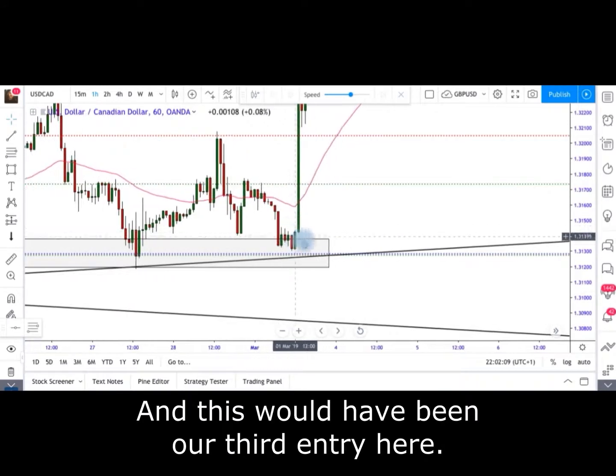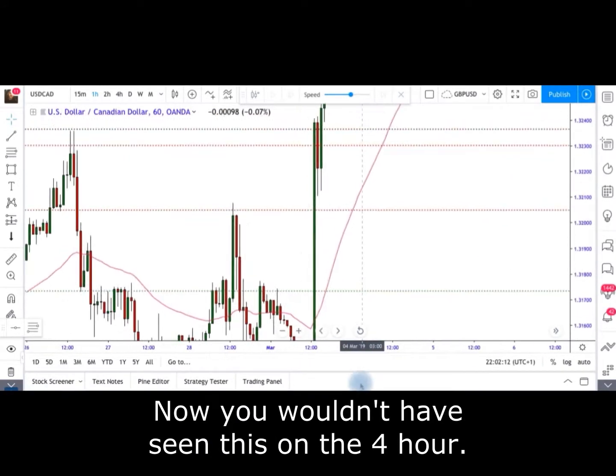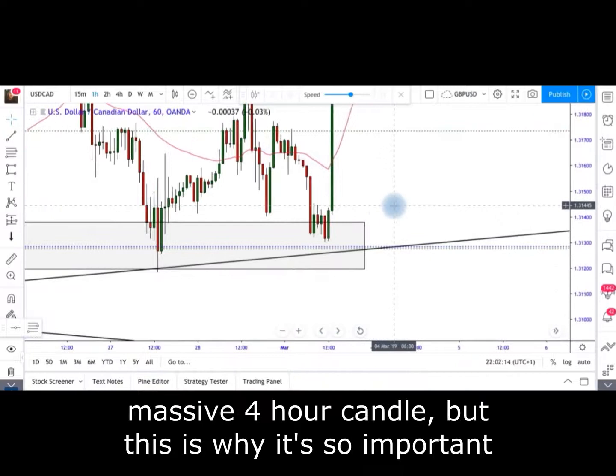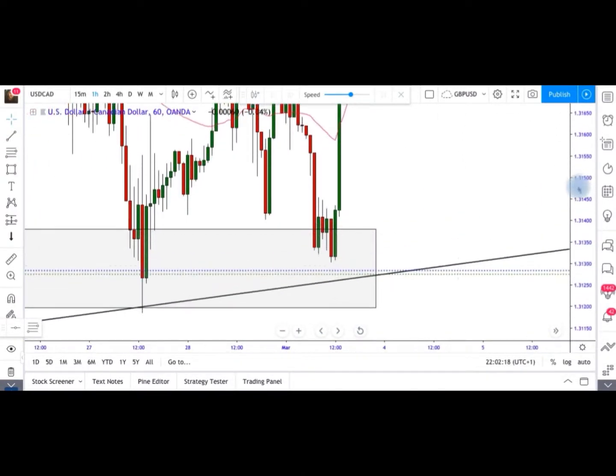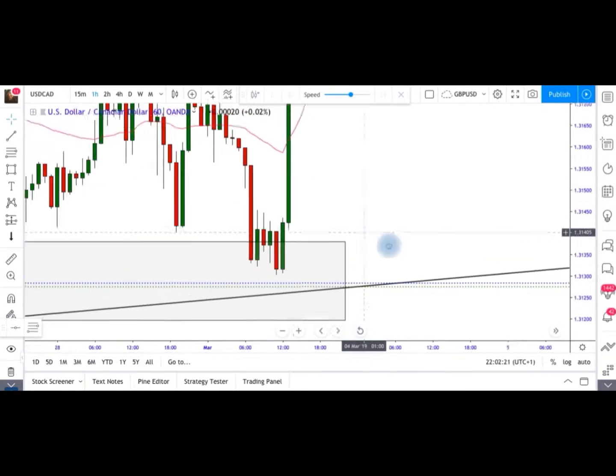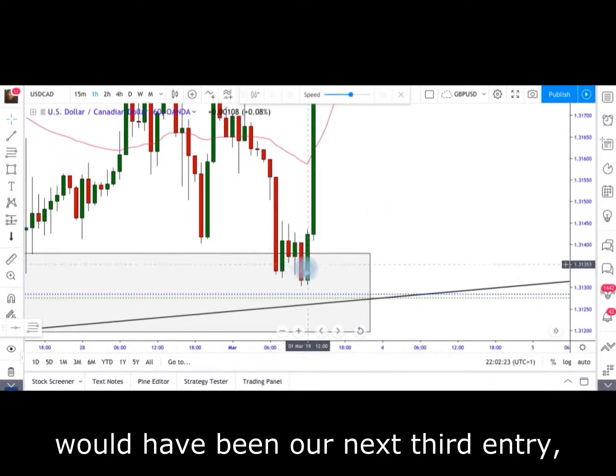And this would have been our third entry here. Now, you wouldn't have seen this on the 4 hour. It just would have looked like one big, massive 4 hour candle. But this is why it's so important to scale down once you've got an area of interest. So you can quite clearly see that this would have been our next third entry.